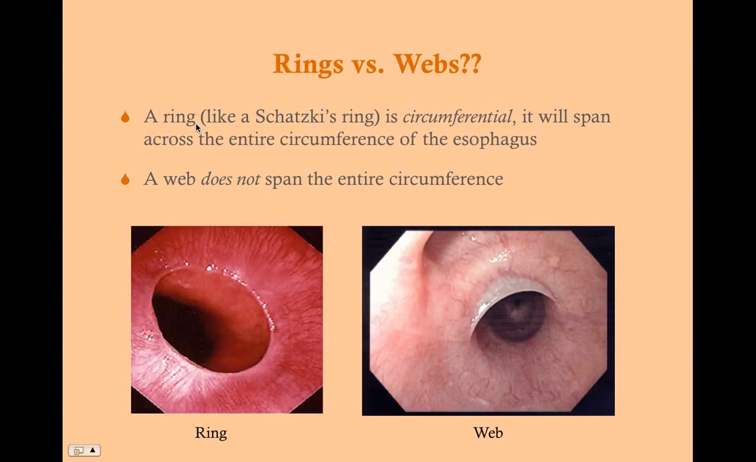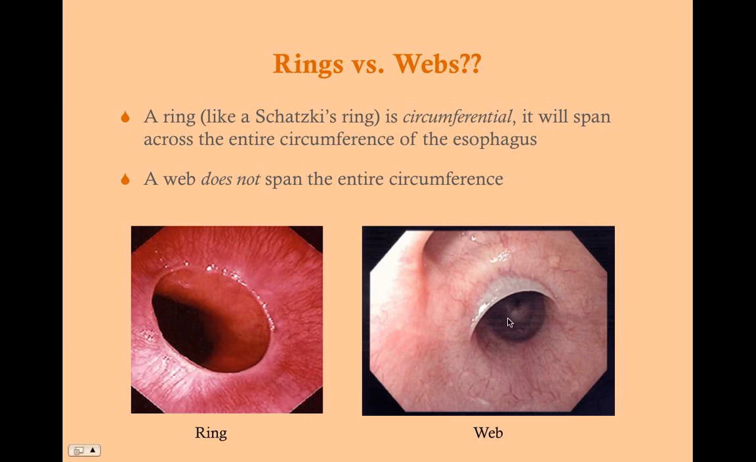So what's the difference between rings and webs? So a ring, like a Schatzki's ring that we just talked about, is circumferential, so it's going to span across the entire circumference of the esophagus, whereas a web is going to be just in one part. So this is a good visual, and this will help it make sense. So you can see here that this is a ring. Normally the esophagus lumen would be a little bit wider, but you've got tissue spanning the entire circumference. So this is a ring, like a ring that goes around your finger. It's the entire circumference of your finger.